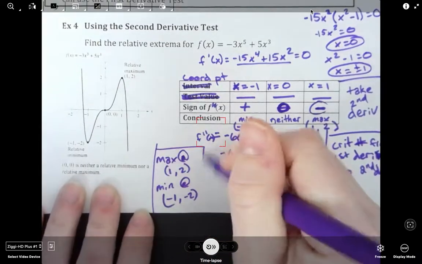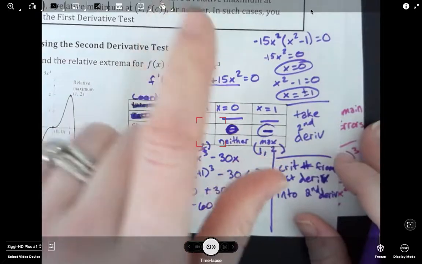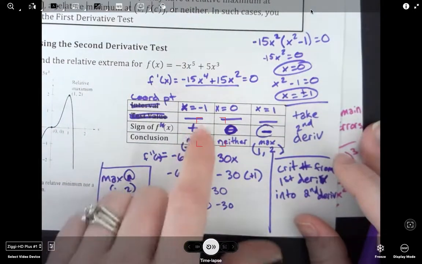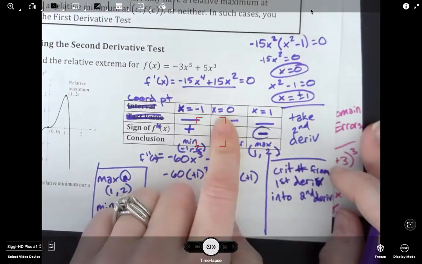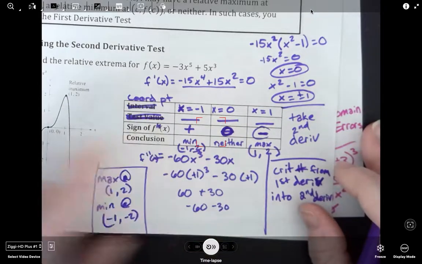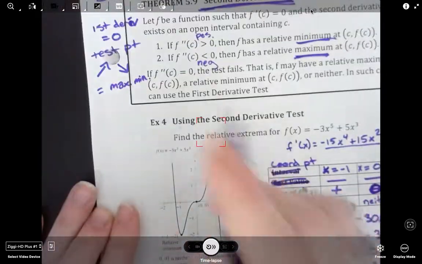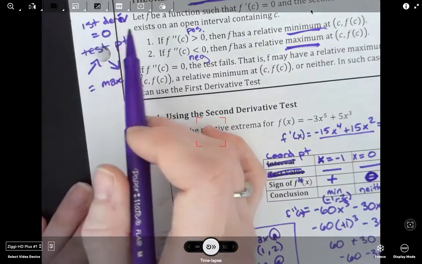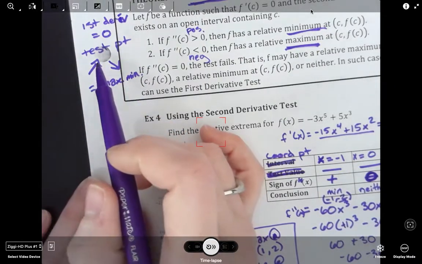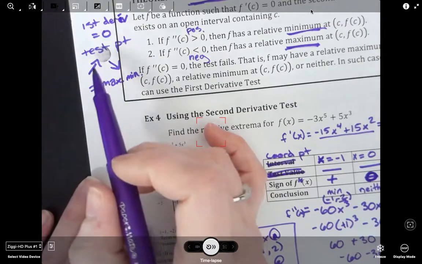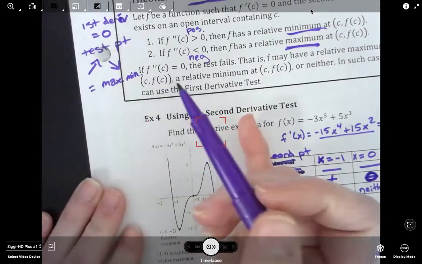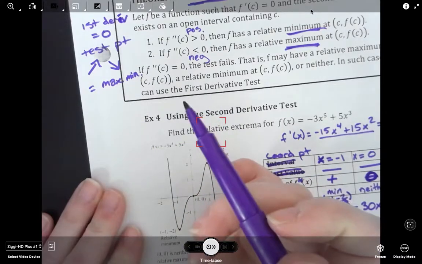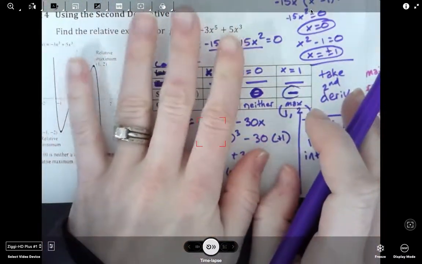So this procedure is called the second derivative test, because you take your critical numbers from the first derivative and just plug them straight into the second derivative. If it's positive, it's a min. If it's negative, it's a max. If it's 0, it's neither. It's probably going to be a POI. That is as opposed to taking your first derivative, setting it equal to 0, finding some test intervals, putting a test point, finding increasing, decreasing, then finding where your maxes and mins are located according to increasing, decreasing, okay? Sometimes this procedure is a lot faster.